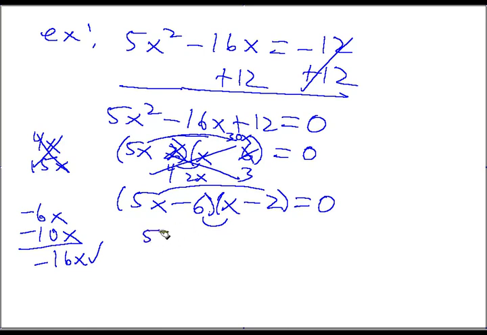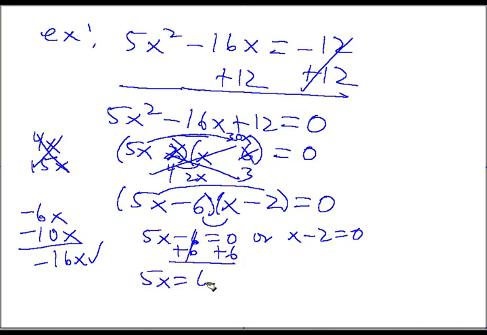So let's set each factor to 0. 5x minus 6 equal to 0, or x minus 2 equal to 0. Let's go ahead and solve for x in each equation. Add 6 to both sides here. So 5x is equal to 6. Dividing both sides by 5, x is going to be 6/5 as one of the answers.